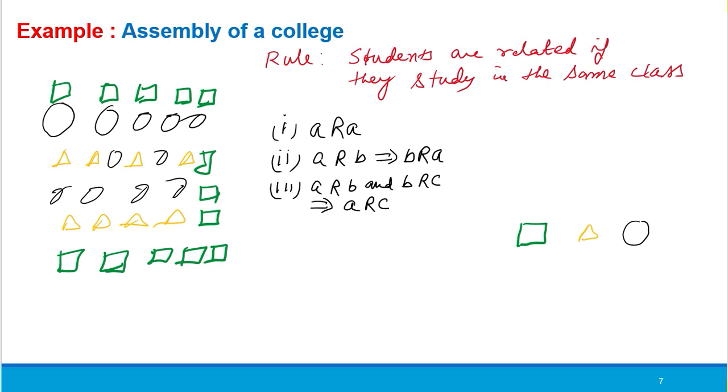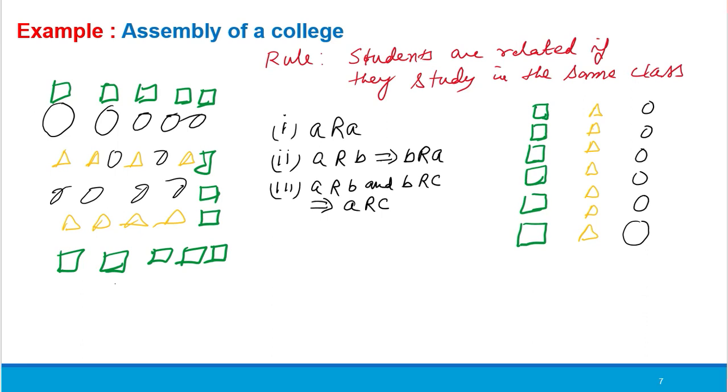And now we ask all to follow them according to their classes, and therefore we get a queue like this. So all the students of third year will stand in queue like this. All the students of second year will stand in queue like this, and all the students of first year will stand in queue like this. And therefore we have created a partition of this set.